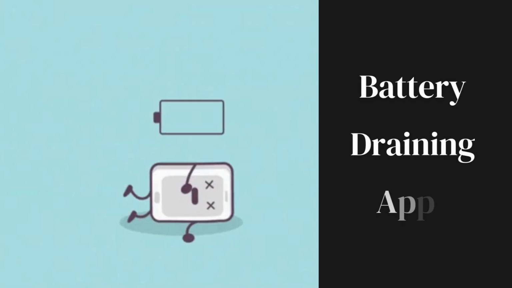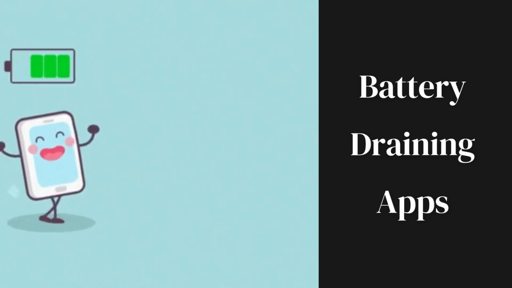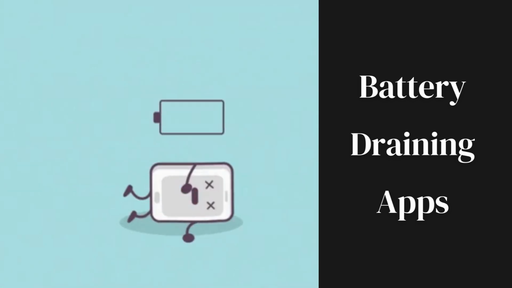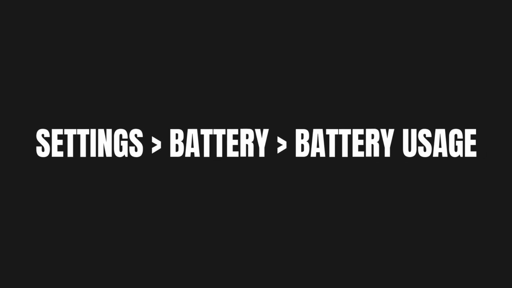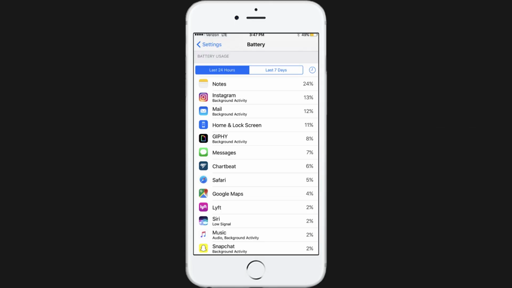Some apps consume an excessive amount of battery power due to high resource usage, inefficient coding, or running constantly in the background. Identifying and managing these apps is essential to prolonging your phone's battery life. If you want to see battery draining apps, then just go to your settings, then go to the battery section, and then go to battery usage to view which apps are consuming the most power.